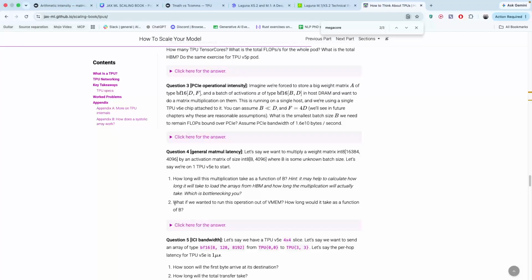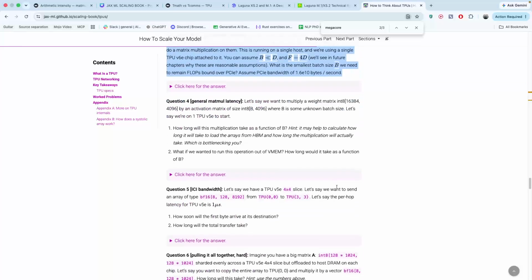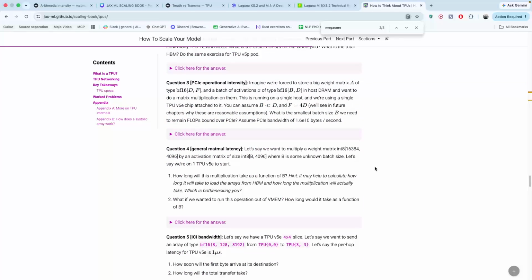And yeah, we went over this question. As for this question, you cannot reach compute-bound no matter how high the batch size is. And now let's discuss the next question. Let's say you want to multiply a weight matrix by an activation matrix, and B is of unknown batch size, on a TPU v5 architecture. How long will this matrix multiply take as a function of B?